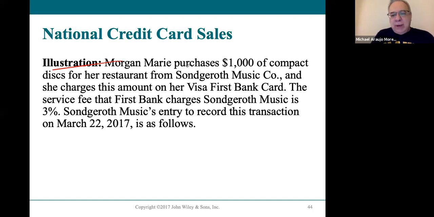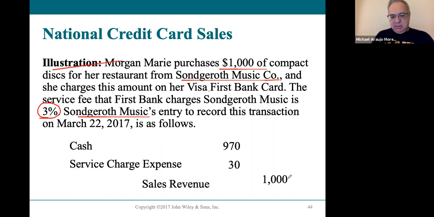Morgan Marie buys $1,000 worth of music for her restaurant from this music company, Songeroth Music Company. She uses her Visa card. Songeroth accepts Visa and pays a 3% fee for being part of that network. So how does Songeroth Music put this in their books? Well, they are going to record the sale of $1,000 of music. However, because they've agreed to the 3% fee, they're going to collect $970 of cash and have a service charge expense of $30. And that is basically how they handle it.